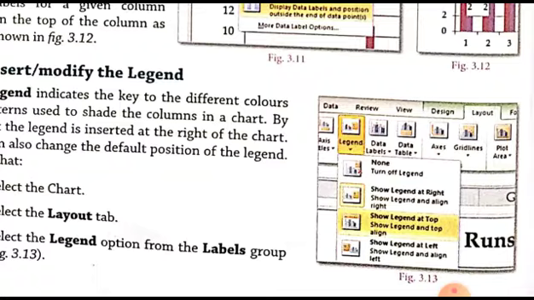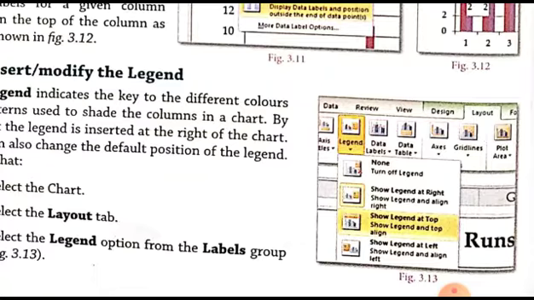Show legend at right means the legend will be aligned towards the right side of the chart. Show legend at top means you want to show the legend at the top of the chart, or in other words, we are top aligning the legend in the chart. Then the other option is for showing the legend at the left side. It will show the legend and align it towards the left side.